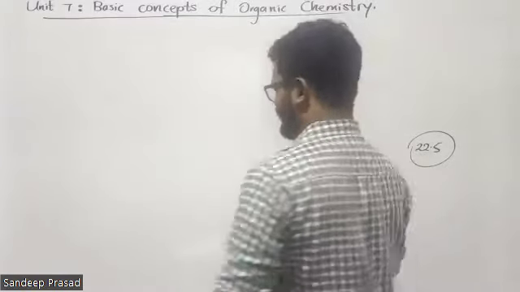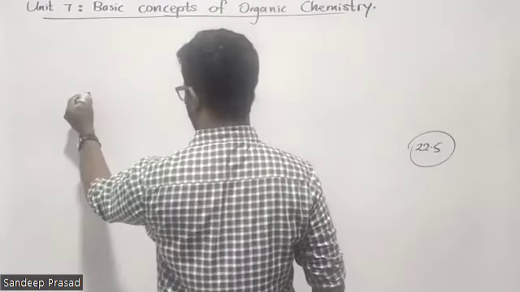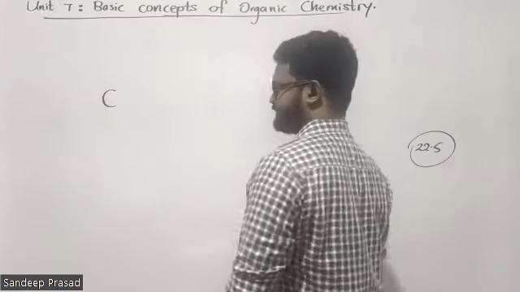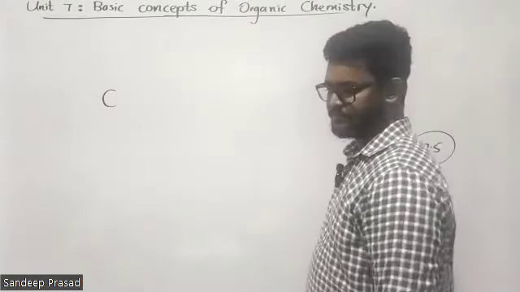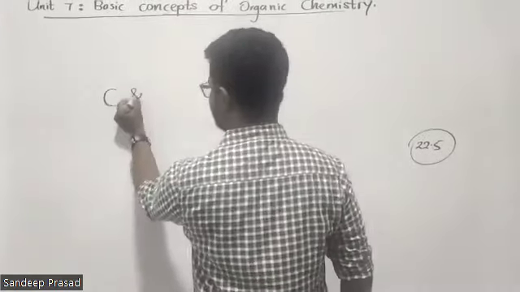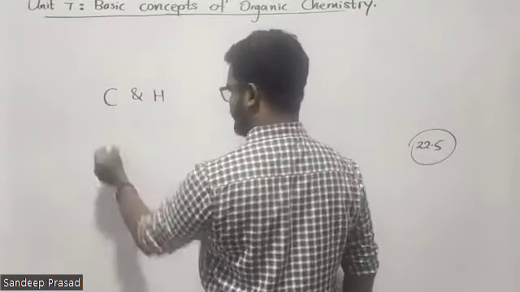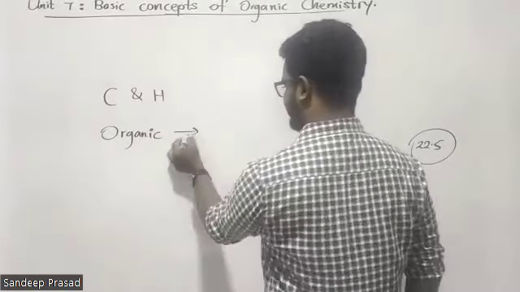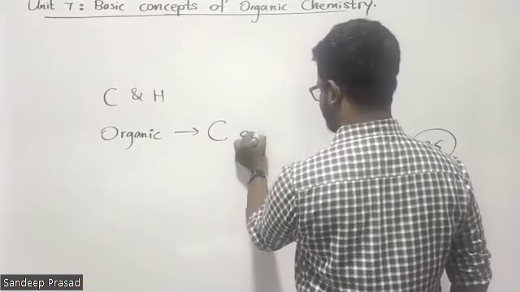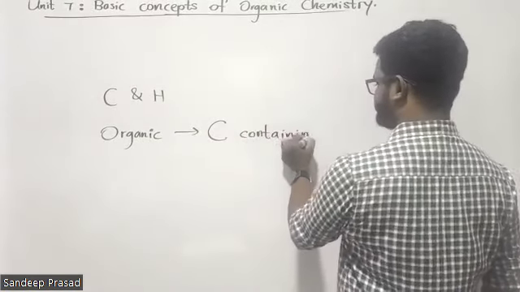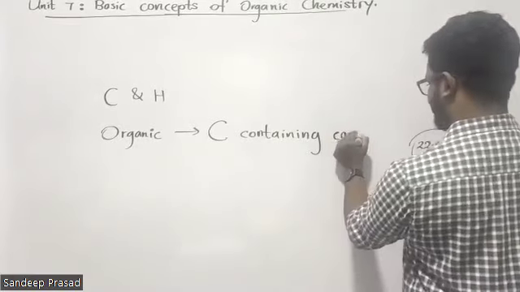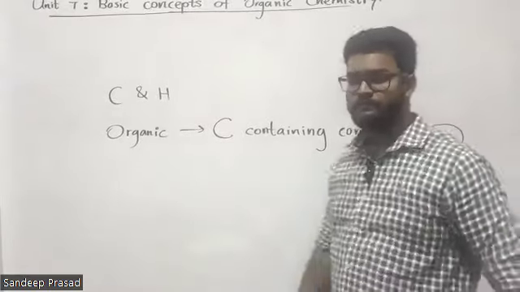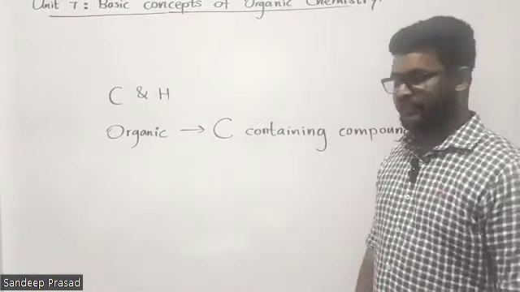Remember, students, when we consider organic chemistry, what we are going to learn is about carbon, right? Carbon containing compounds. In addition to carbon, hydrogen is also there, but mainly the term organic means we consider carbon containing compounds. Carbon containing compounds, right? Remember, students, there are millions of carbon containing compounds. Millions of carbon containing compounds.